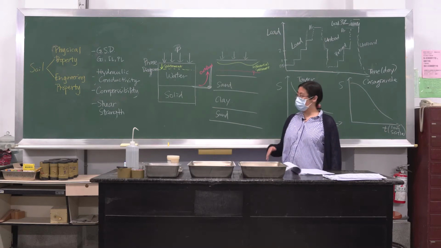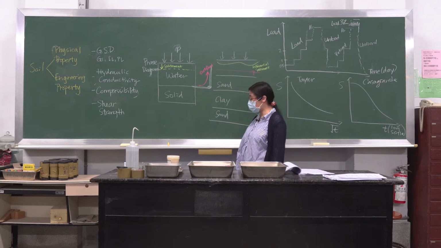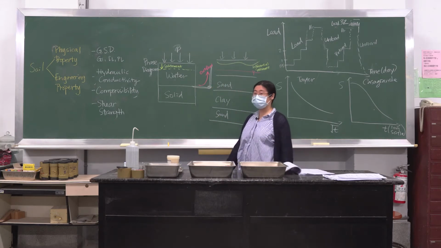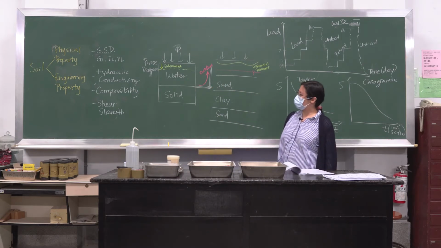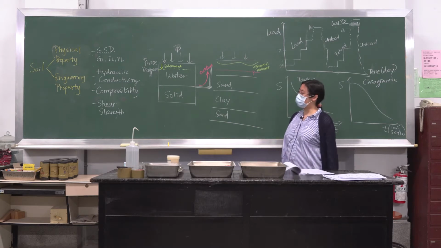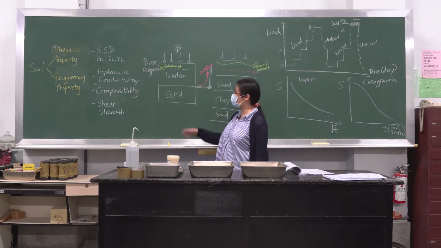So in today's lab, we are going to evaluate several parameters that are associated with the compressibility of soil. For example, coefficients of consolidation, coefficients of compressibility, and coefficients of volume compressibility, etc. So we will perform an experiment for that. And now, what we're going to do is to talk about the principle behind this lab.